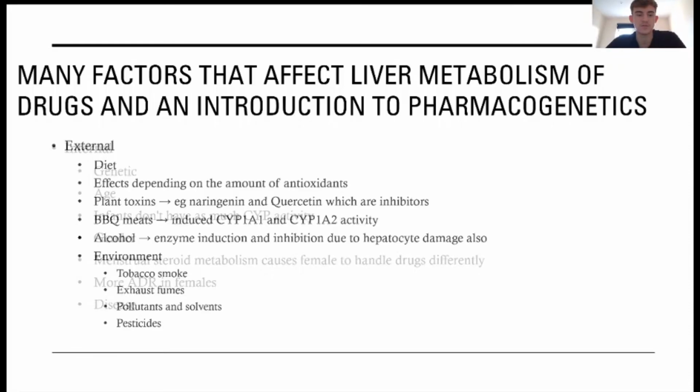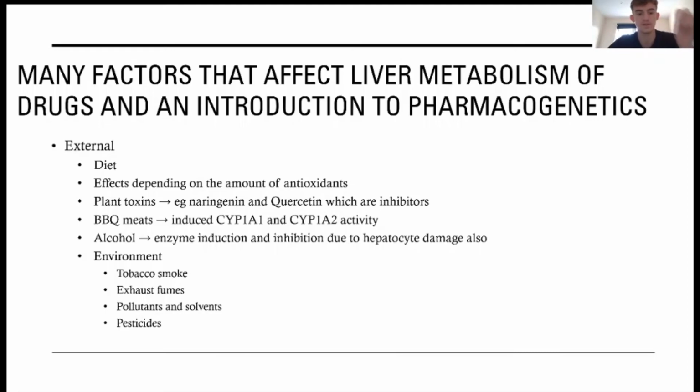External on the other side: obviously diet, so what you eat matters a lot, and as we saw with the grapefruit juice, there are effects depending on the amount of antioxidants. Also plant toxins, so we've got naringin and quercetin, which are inhibitors of many enzymes, as well as barbecued meats, which induce CYP1A1 and 1A2 activity, as well as alcohol, which, as we know, can induce and inhibit some of the enzymes, and that's basically due to your liver slowly shutting down due to cirrhosis.